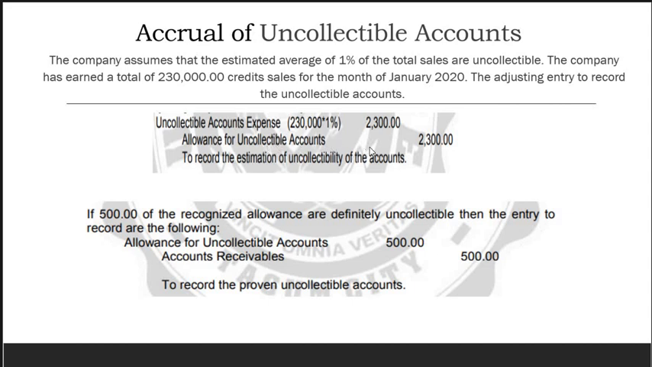This allowance for uncollectible accounts will be deducted from the receivable in order to get the net realizable value of the receivable. So if 500 pesos of the recognized allowance are definitely uncollectible, meaning you've already proven that this 500 can really no longer be collected, you have to write it off. So how do you write off? Debit allowance for uncollectible accounts and credit accounts receivable for 500.